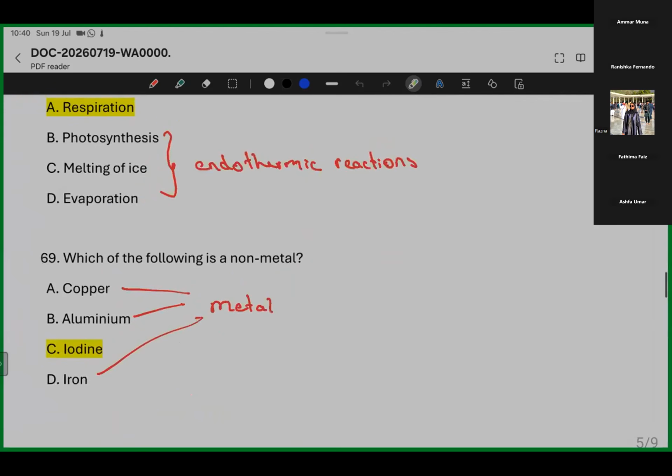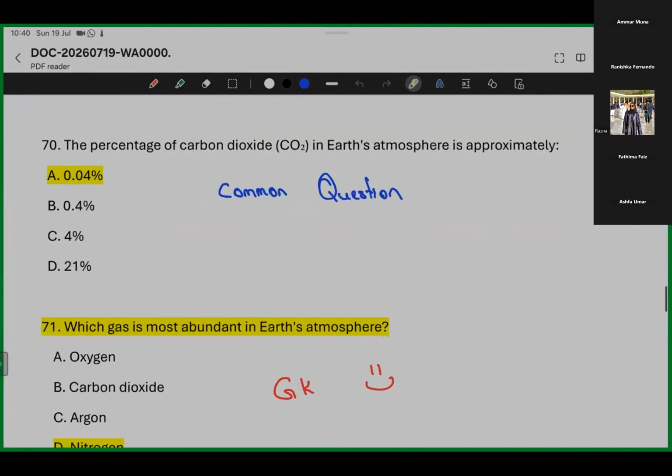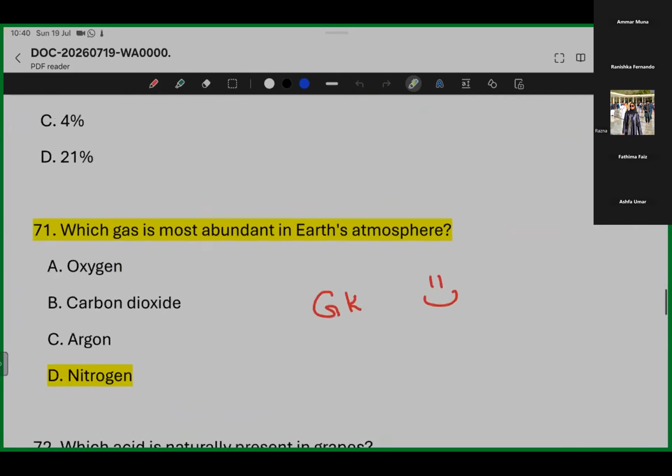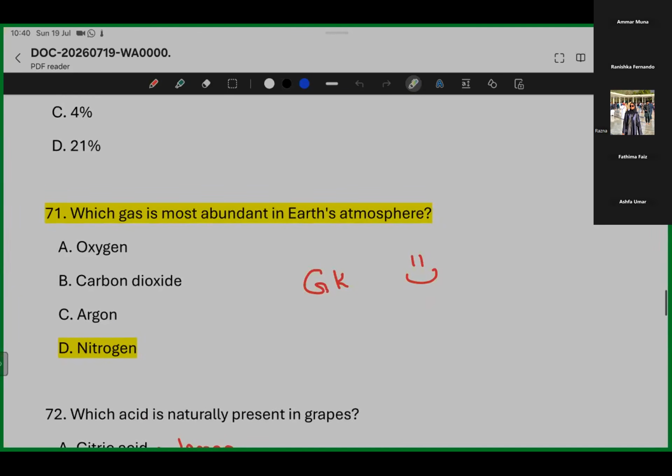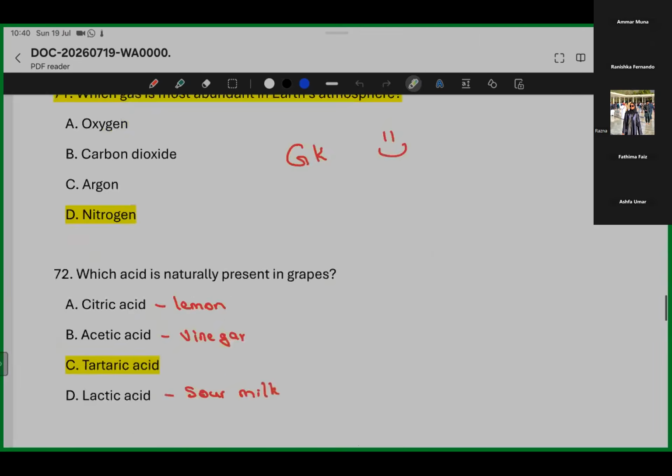Question 69 is another repeated question, which is, which of the following is not a metal? Which is obviously C, because A, B, and D are metals. Again, question 70 is a repeated question. The percentage of carbon dioxide in the Earth's atmosphere is 0.04%. So please make sure, once again, you know the percentages of gases in the atmosphere. Question 71 is similar. Which gas is the most abundant in the Earth's atmosphere? It is nitrogen, as it has a higher percentage.